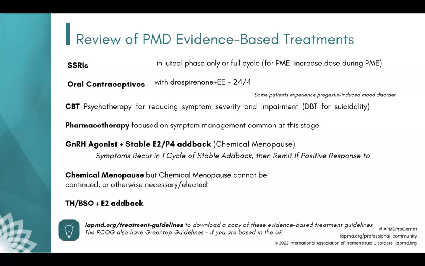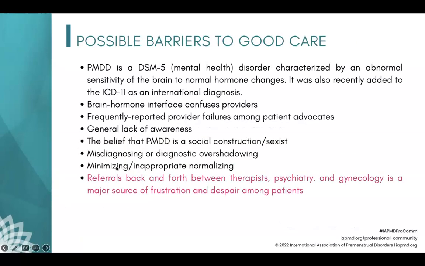And then, of course, if the chemical menopause cannot be continued because of a sensitivity to the hormone add-back or what have you, then we start to consider surgical menopause. So that's removal of the ovaries and likely a hysterectomy as well, with an estrogen-only add-back.